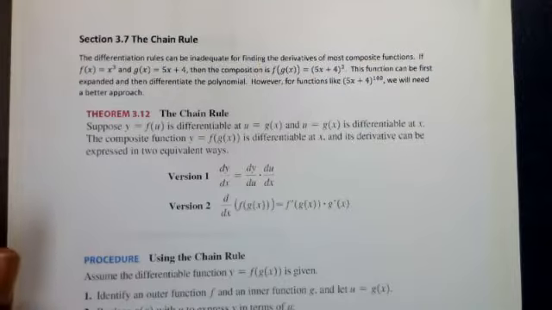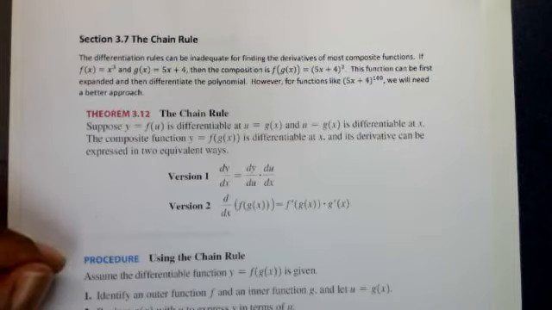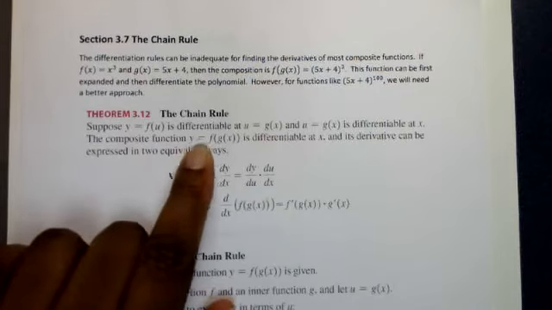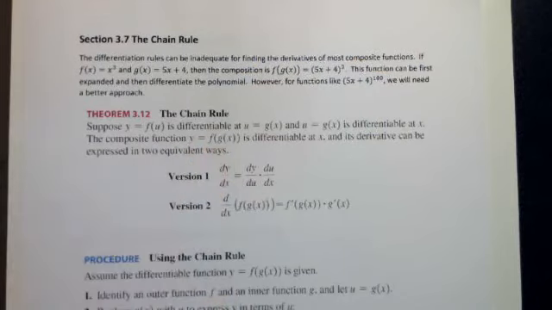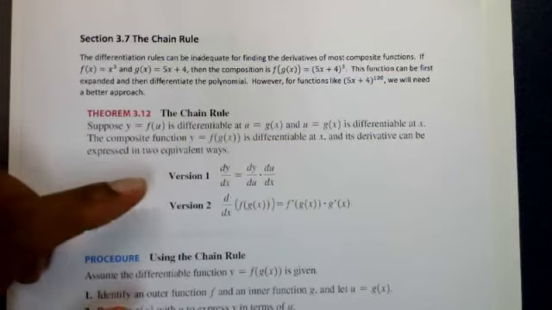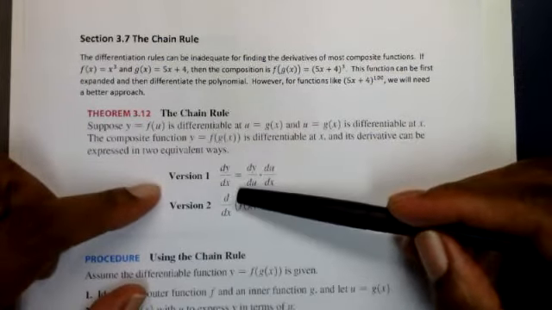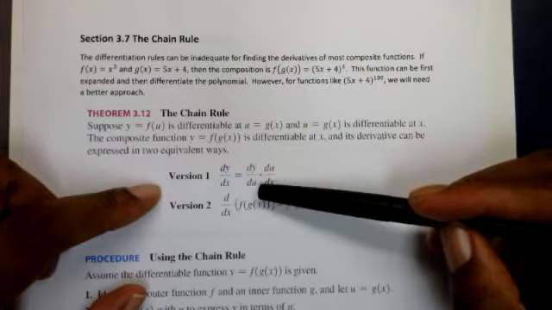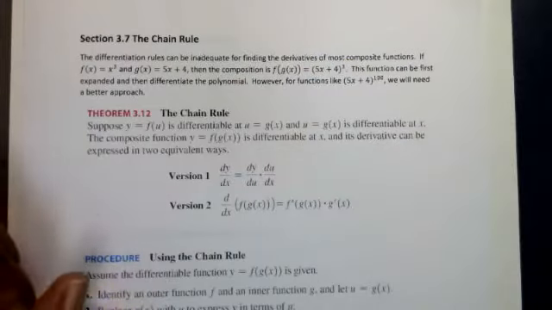So here's Theorem 3.12, called the chain rule. Suppose y is equal to f of u and is differentiable at u equal to g of x, and u is equal to g of x is differentiable at x. The composite function, which is y is equal to f of g of x, is differentiable at x, and its derivative can be expressed in two different ways. So the first version would be like this: dy dx would be equal to dy du times du dx.